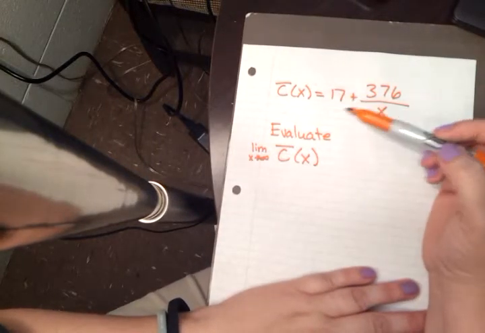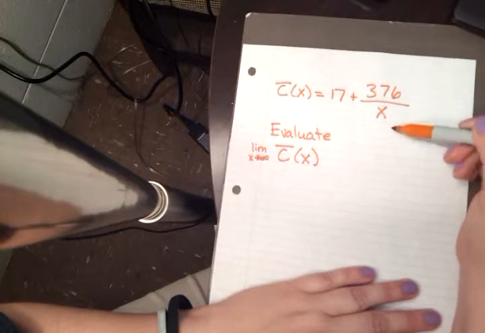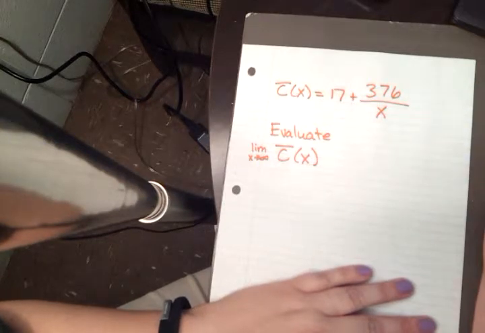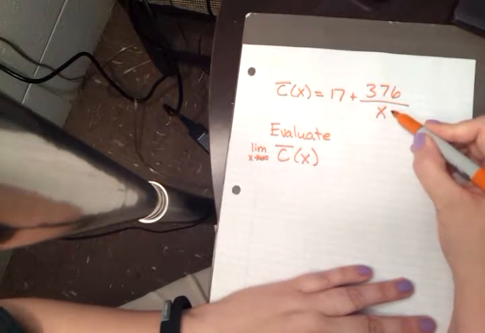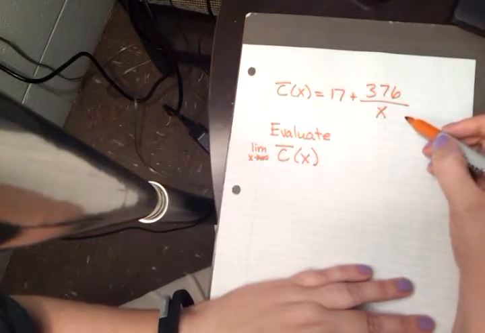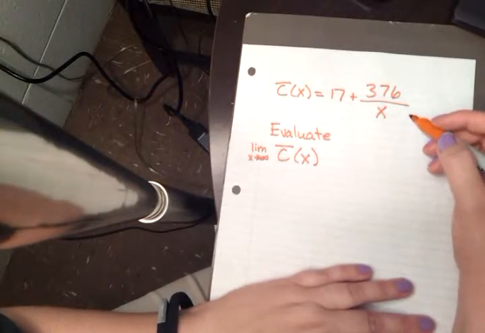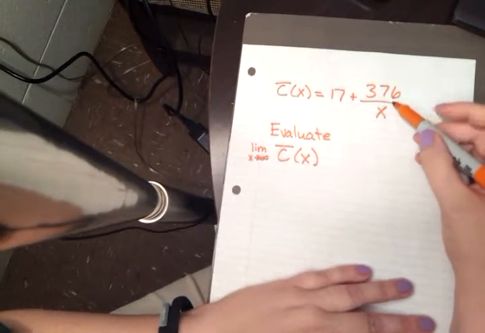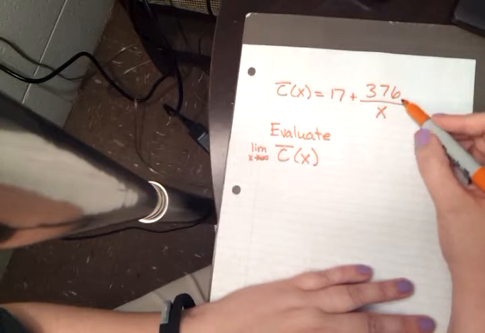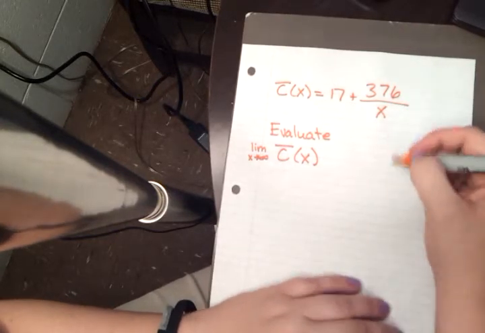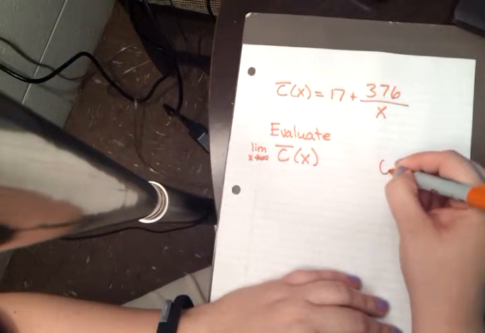And when we're taking limits of rational functions, which this is right here, we've got a fraction basically, we look for the biggest power of x. And in this case, our biggest power of x is on the bottom. And that means every single time that the biggest power of x is on the bottom, the limit as x goes to infinity or negative infinity is going to be 0. So the limit of this part of this function right here is going to be 0.